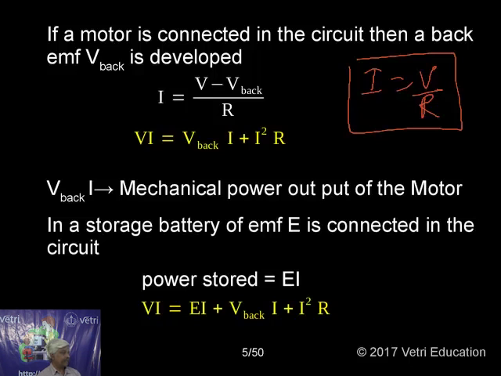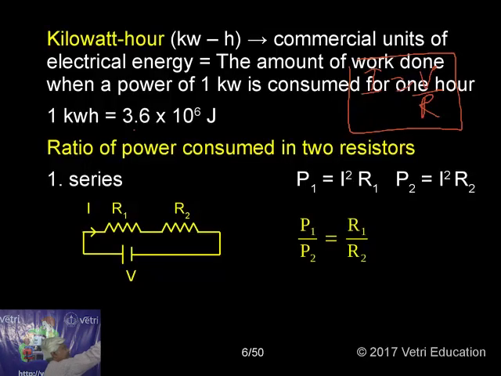A storage battery of EMF E is connected in the circuit. What is a storage battery? A battery in your two-wheeler or four-wheeler, whatever the battery may be, that battery is called a storage battery. If you purchase a battery, connected to a voltmeter, we can directly see the 12 volt battery. That is called a storage battery. Its value is called E. Therefore, power stored is, as usual, V into I, or here E into I. The same formula is modified as V into I is equal to EI plus V back I plus I squared R. If a storage battery is there, we have to add this next term.